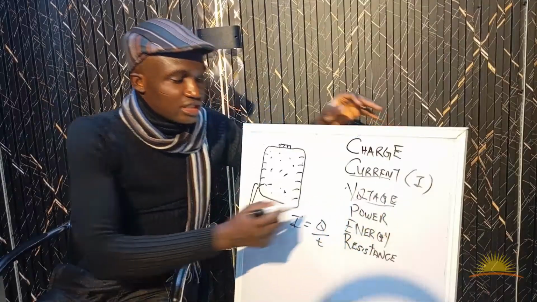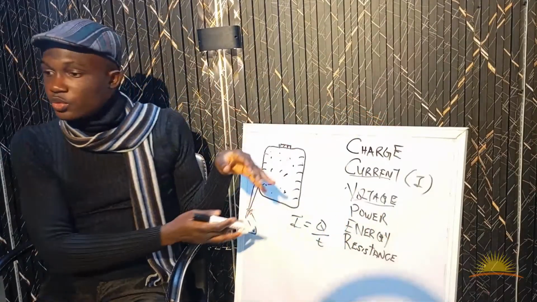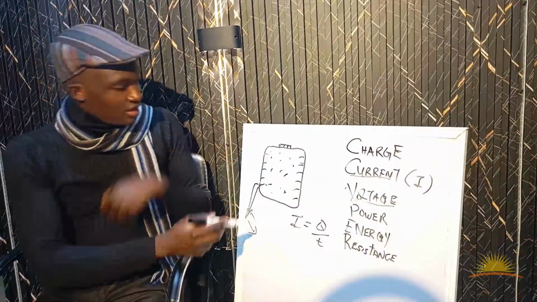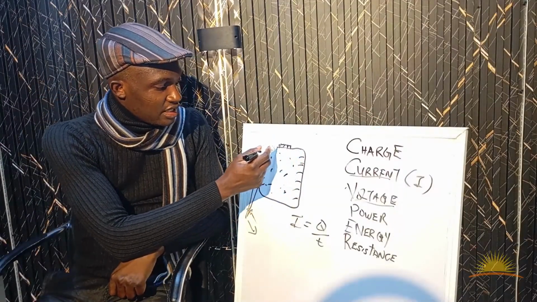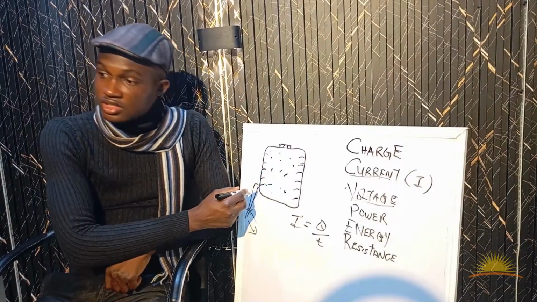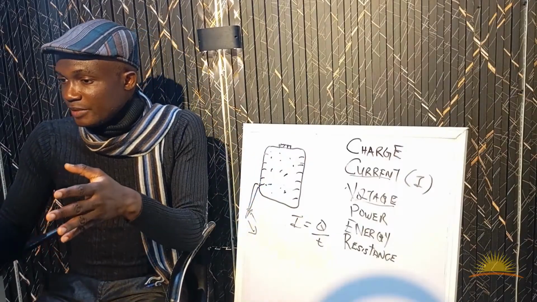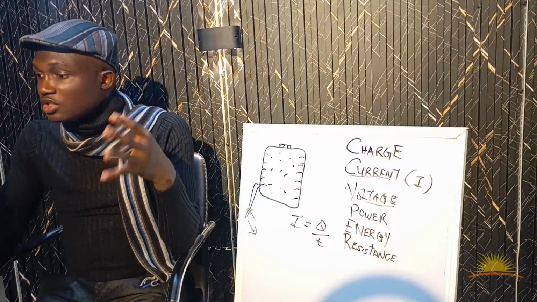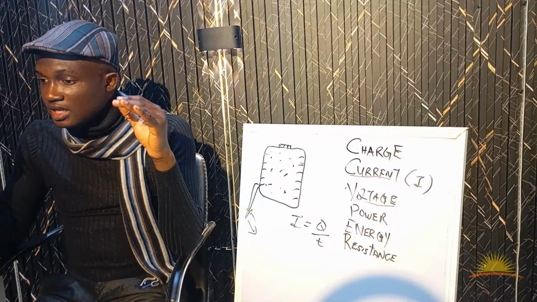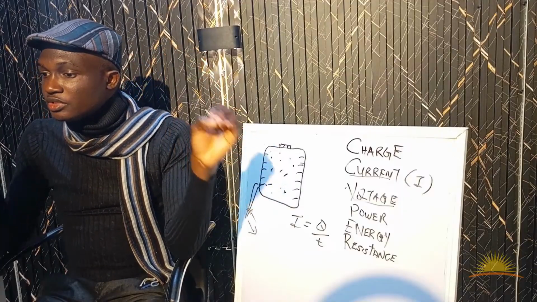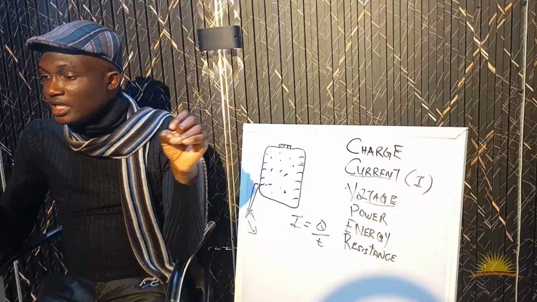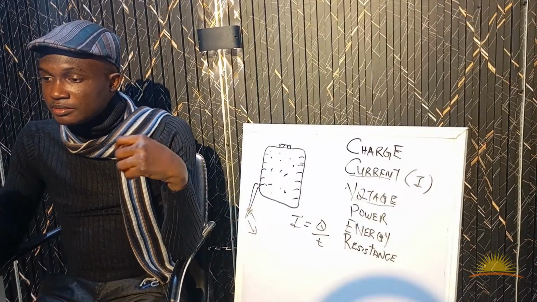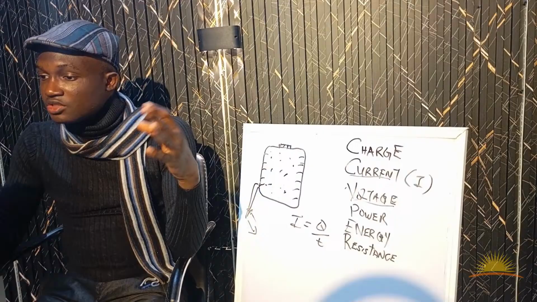Next is voltage. Compared to this water system, voltage will be the level of water in the tank. If the tank is fully filled and you open your tap, for example, at home in your house, maybe your landlord has just pumped water and the tank is full, and then you open the tap in your room, you realize that the pressure of water coming from that is far more than when a lot of people have used it and the water is almost out.